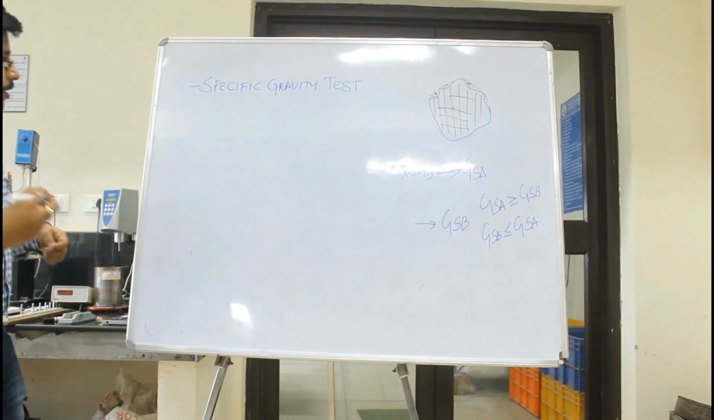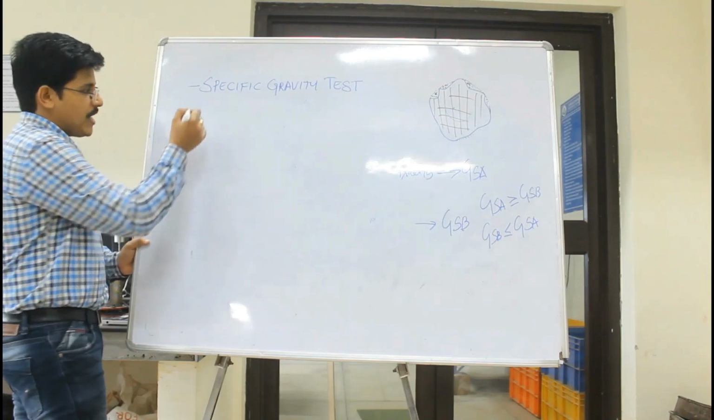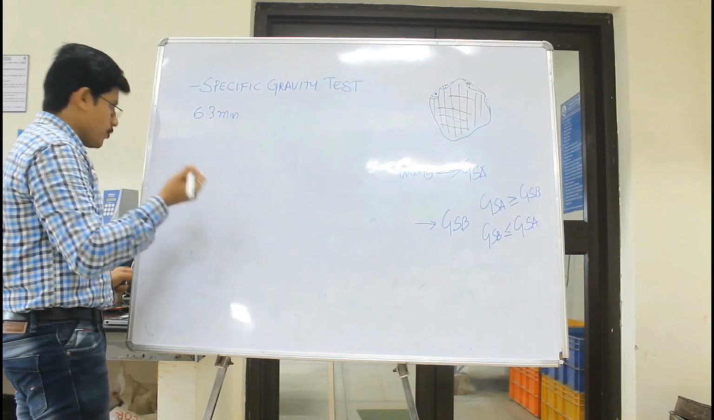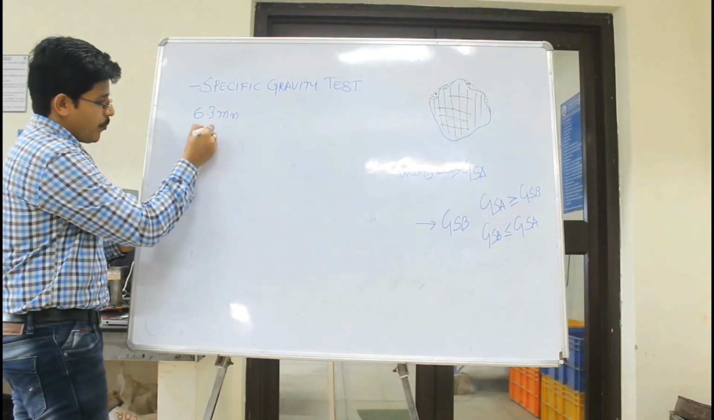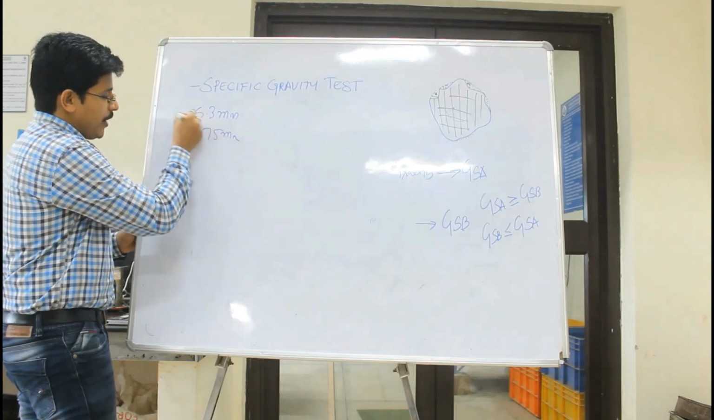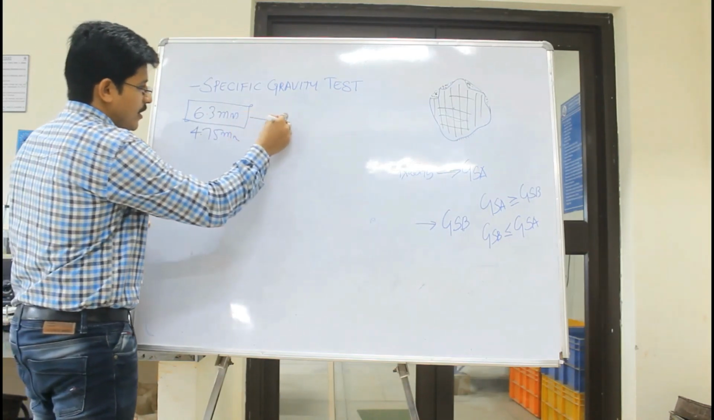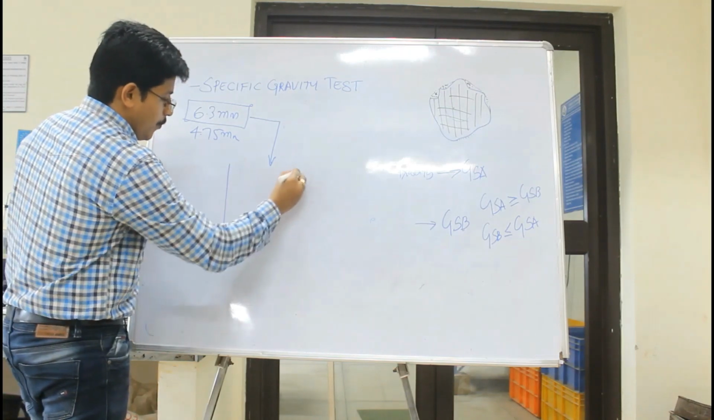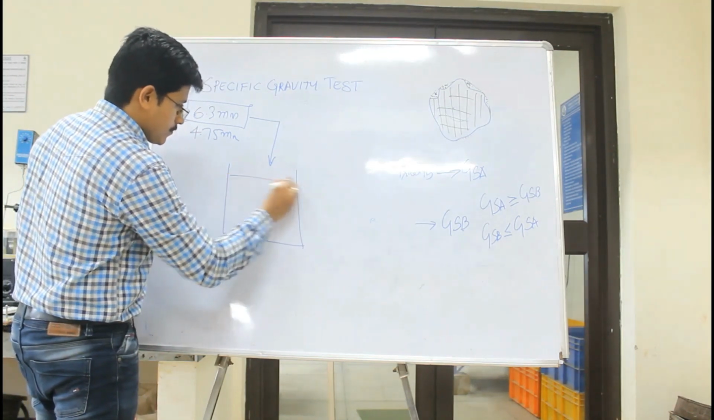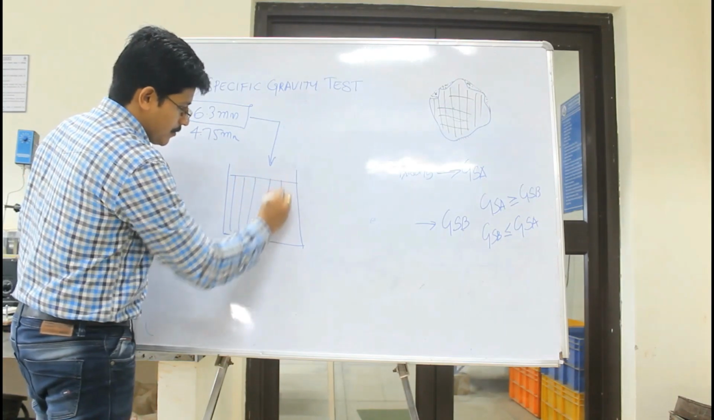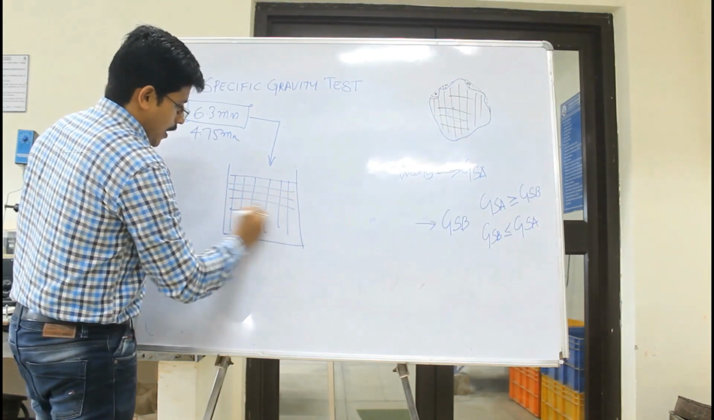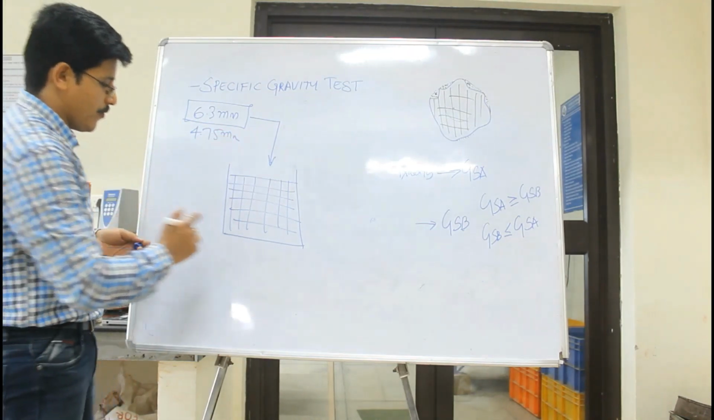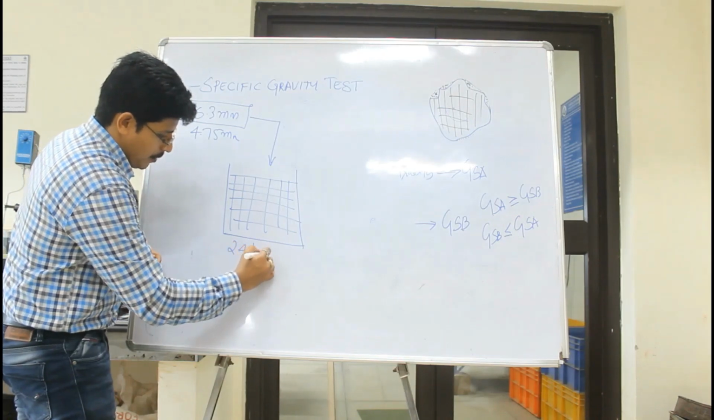Normally, if it is a coarse aggregate, larger than 6.3 mm, and in some codes it can also be 4.75 mm, what you will do is put this washed aggregate in a wire basket. Then we will dip this wire basket in water for 24 hours.